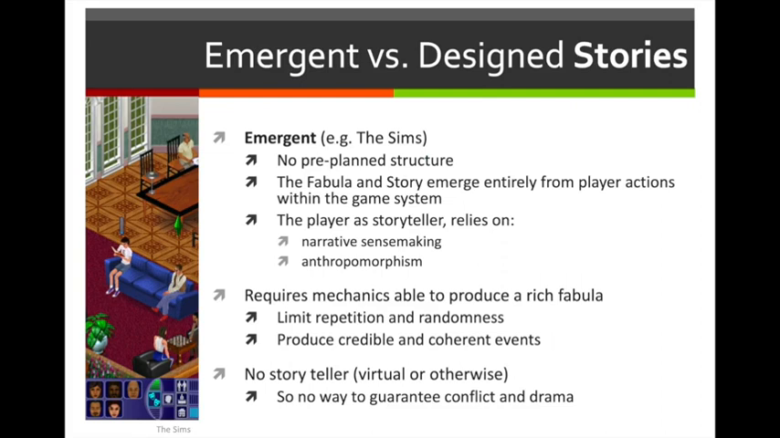So what sort of stories do we have in games then? Well, broadly speaking, there are two types. The first are emergent stories. The classic example of this would be The Sims. In emergent stories, there is no pre-planned structure. So no author has sat down and determined the things that happen. The fabula and the story come completely from the player's actions, interacting with the mechanics of the game. So this relies essentially on the player as the storyteller.